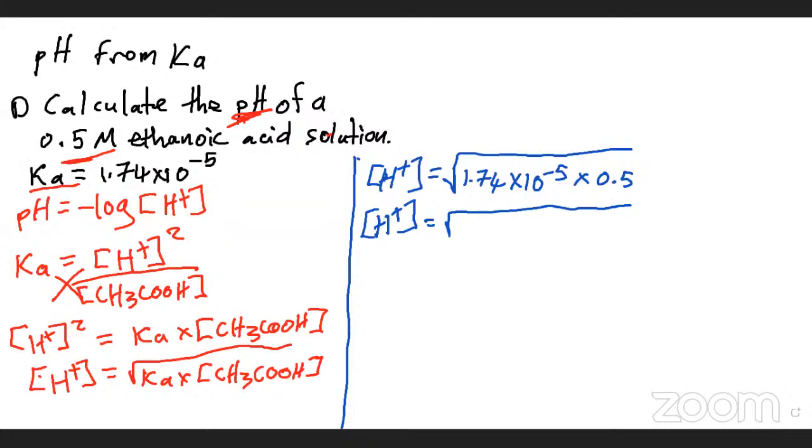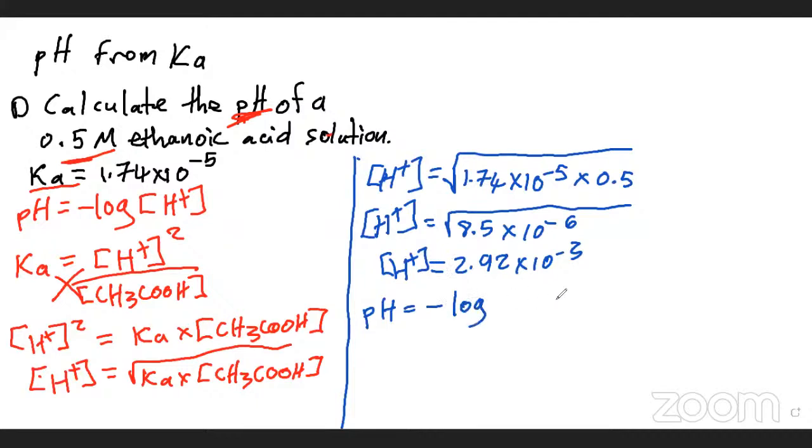All right, so let us see now. For my hydrogen ion concentration, I got 8.5 times 10 to the minus 6. And when I take the square root of that, I get 2.92 times 10 to the minus 3. And so pH, now that I have the hydrogen ion concentration, I can just go ahead and say negative log 2.92 times 10 to the minus 3. All right, 2.53.